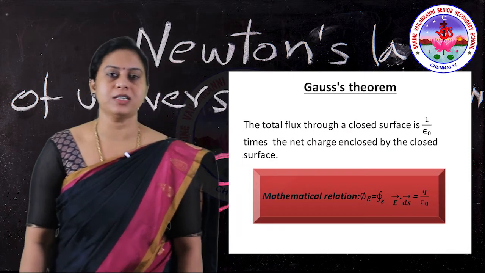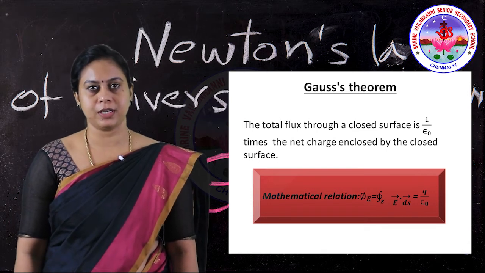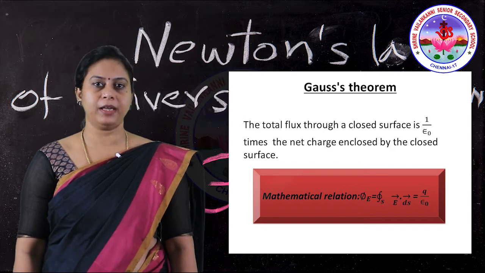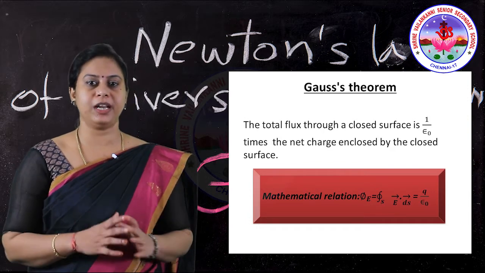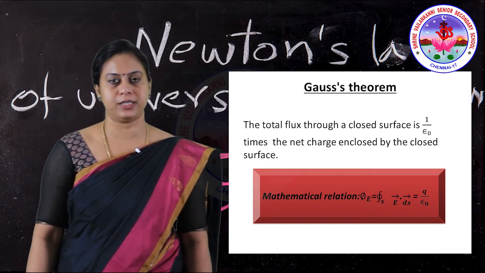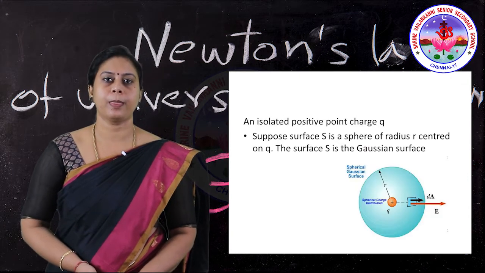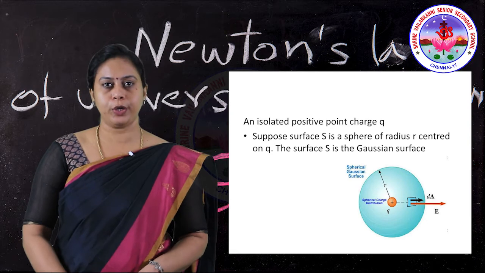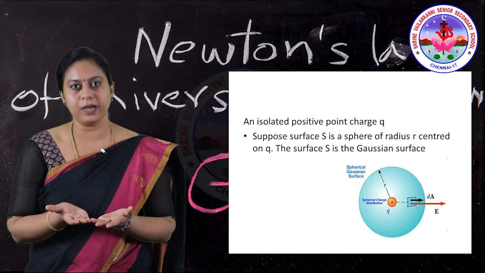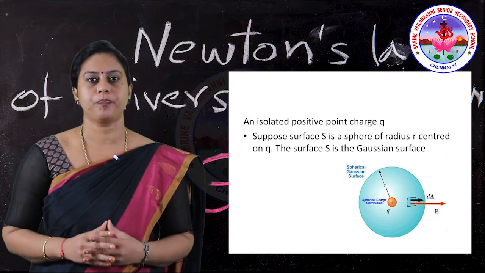Now we'll see Gauss theorem. The statement: the total flux through a closed surface is 1 by epsilon naught times the net charge enclosed by the closed surface. The mathematical relation: phi E is equal to the closed integral over S of E dot dS, which is equal to Q by epsilon naught. Let us see the proof. An isolated point charge Q we can take. Suppose the sphere is the surface and the radius r is centered on the charge Q.